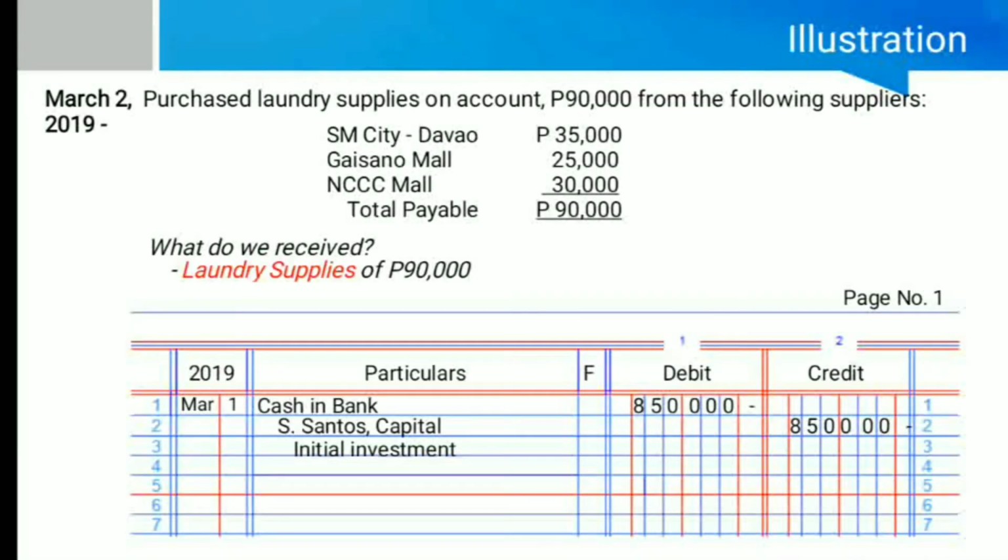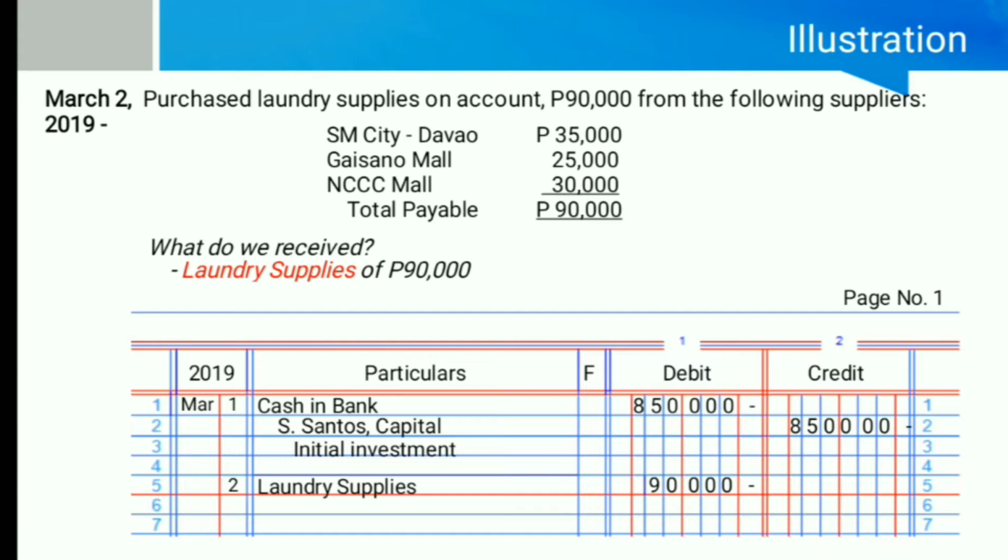Let us now write our debit entry in the general journal. So, we will write the date, which is 2. Take note that we are no longer writing the month, March, because the second transaction happens within the same month. And take note also that we are skipping one row before we begin recording our second transaction. Okay, so we are going to write now our debit item, which is the laundry supplies, and then the amount is 90,000 pesos.